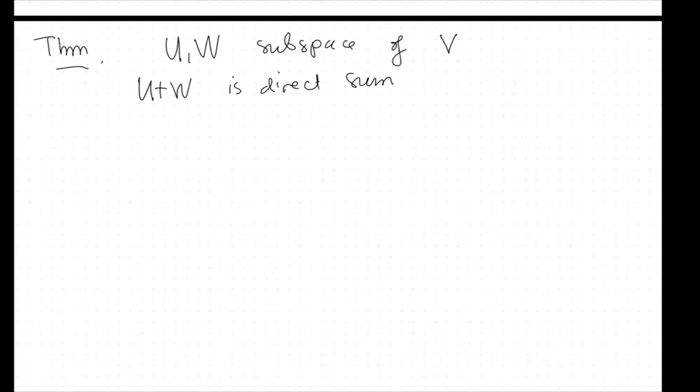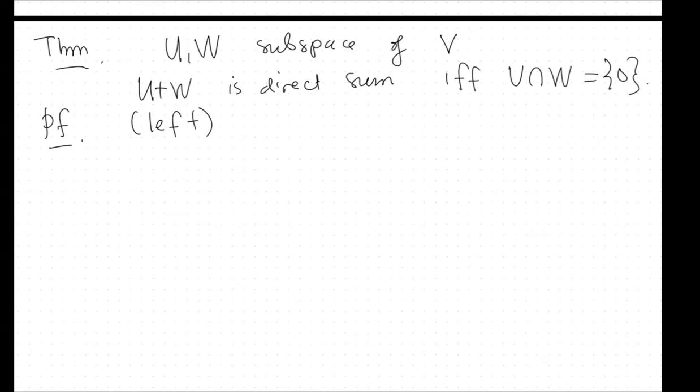If U and W are subspaces of V, then U plus W is a direct sum if and only if our intersection is trivial, or just the set containing the additive identity. The proof here is, again, left for the sake of time.